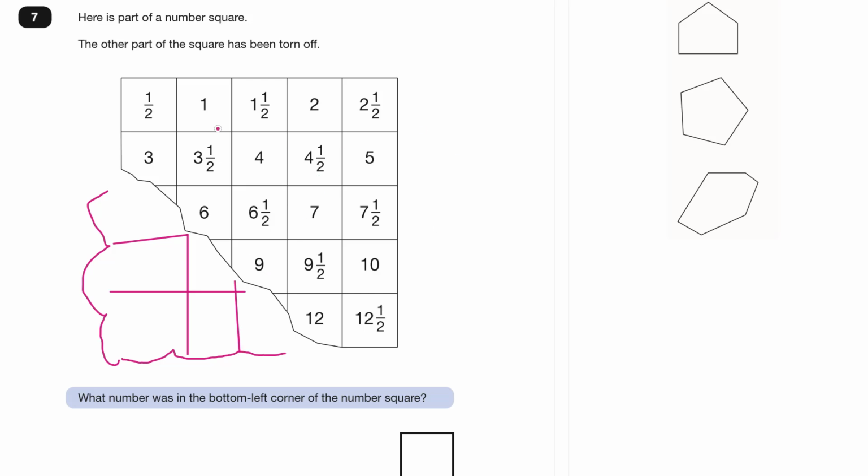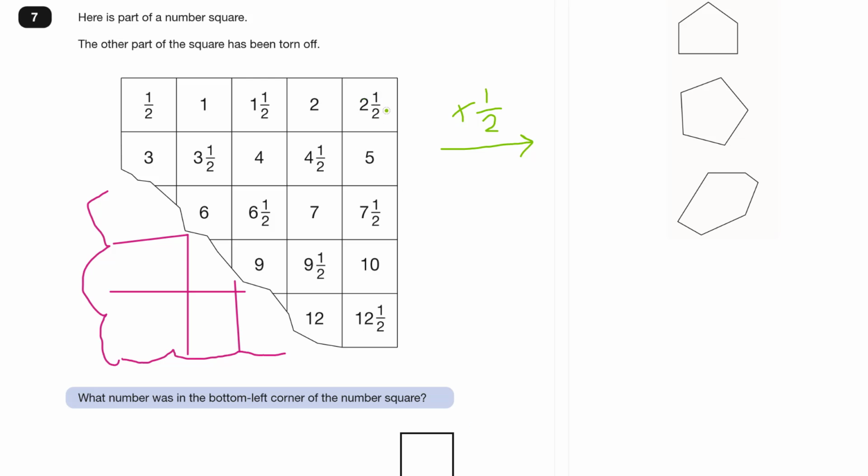Now let's have a look at what we know in the square. Going across from left to right, I've got a half, 1, 1.5, 2, 2.5, 3, 3.5, 4, 4.5, 5. What that's telling me is that it's going across in halves. So in this direction, it is increasing by a half each time. That gives me a clue, and that's actually enough to answer. But let's just have a look going down.